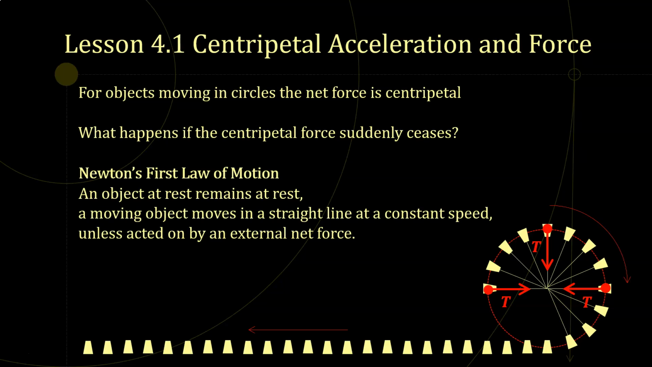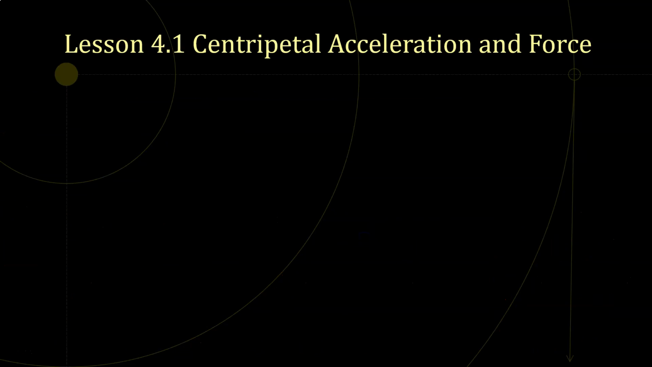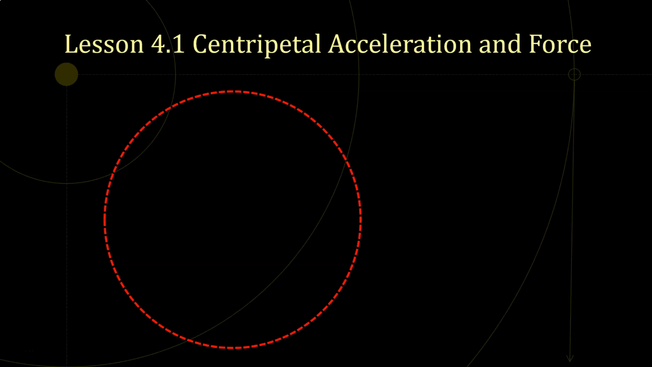And that's what we observe in the real world with centripetal forces. Centripetal forces cause objects to move in a circle. Once the centripetal force is no longer being applied, the object moves in a straight line at a constant speed. Okay, now we understand enough about centripetal motion to derive an equation related to centripetal acceleration and centripetal force.